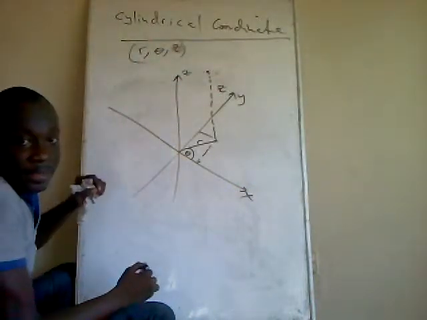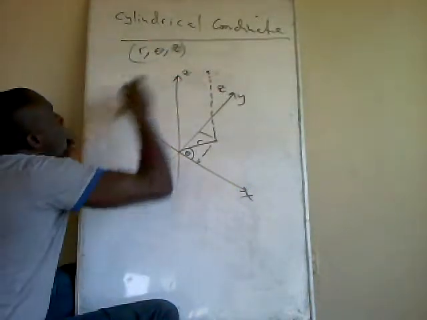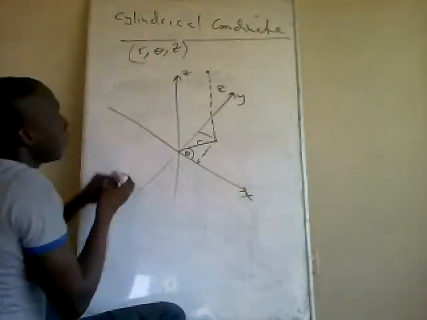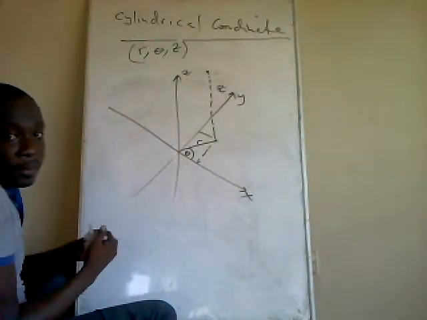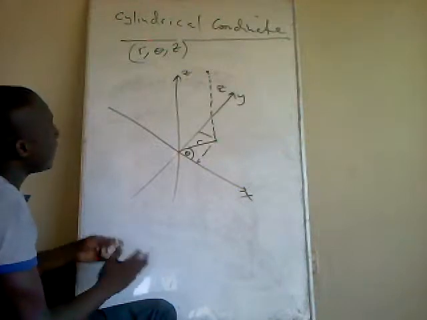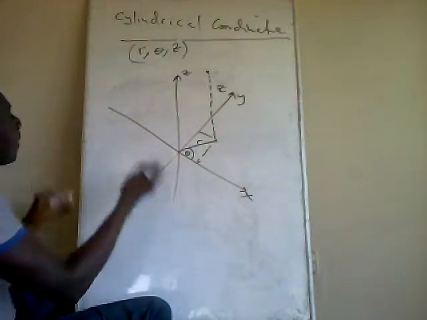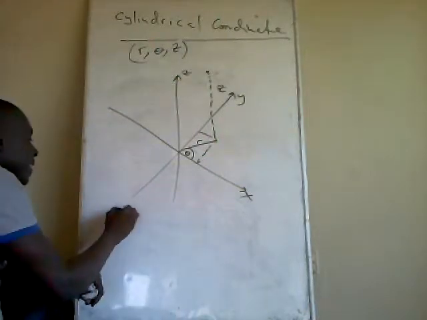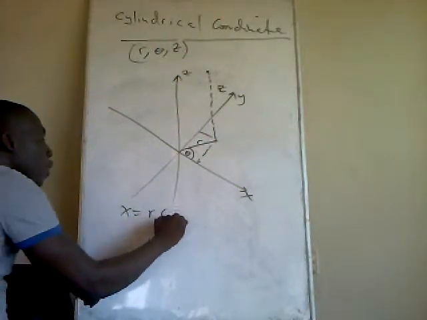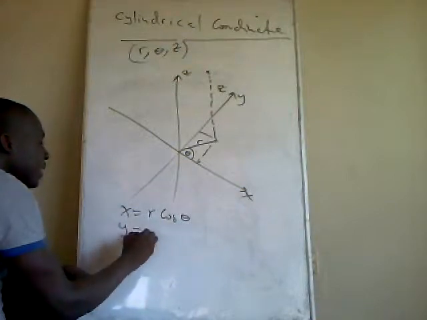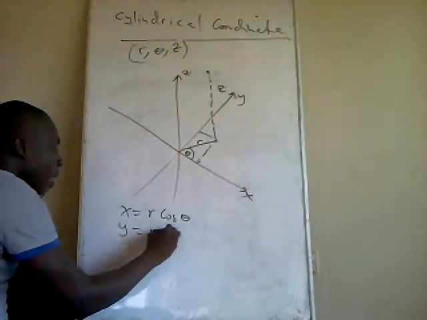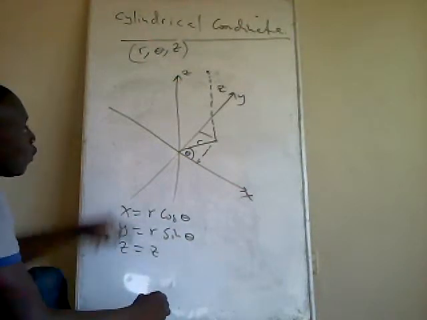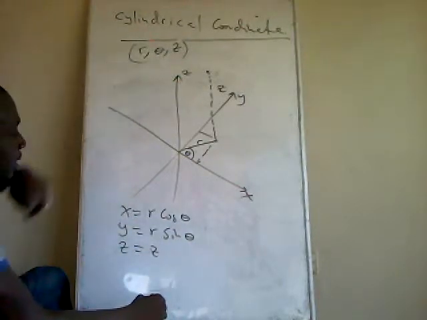R, theta, and z. Now the relationship between cylindrical and rectangular is x is still r cos theta, y is still r sin theta, z will still remain z. You know, z does not change, it's still height, right?